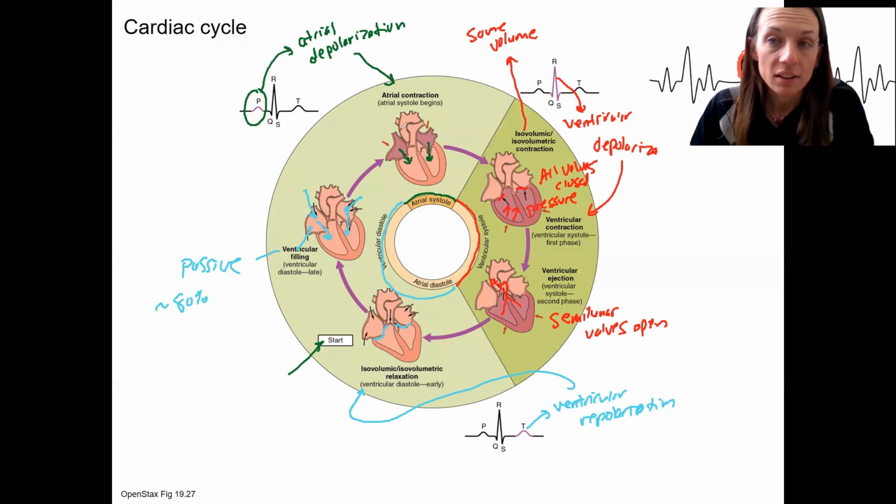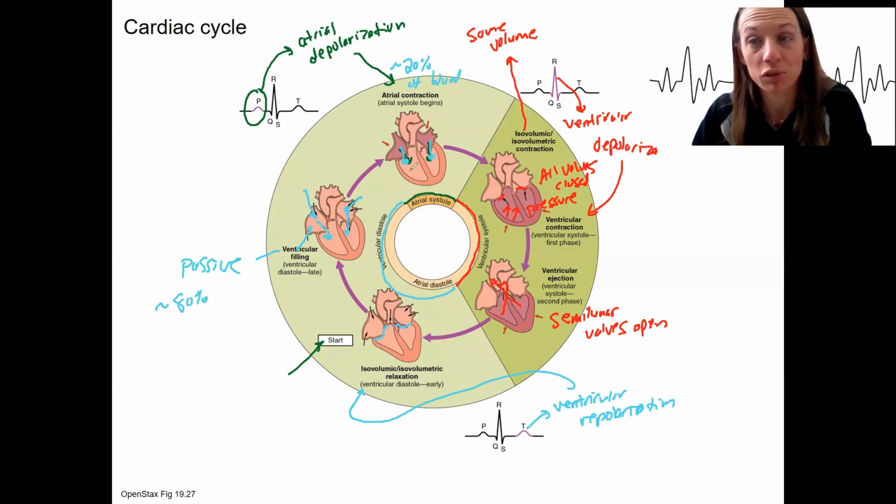Then we've got, back where we started, that atrial contraction. This is going to cause about 20% of the blood. It's called the atrial kick. It's the remaining blood in the atria that's going to be forced now into the ventricles that then allow the ventricles to be really full and close those AV valves. So that's the breaking up of this ventricular diastole.